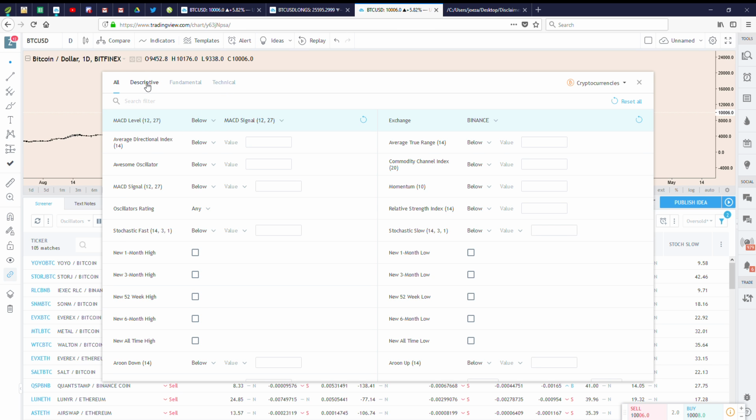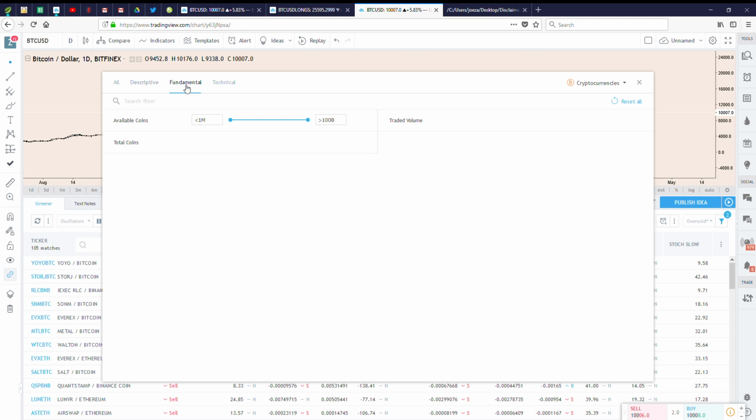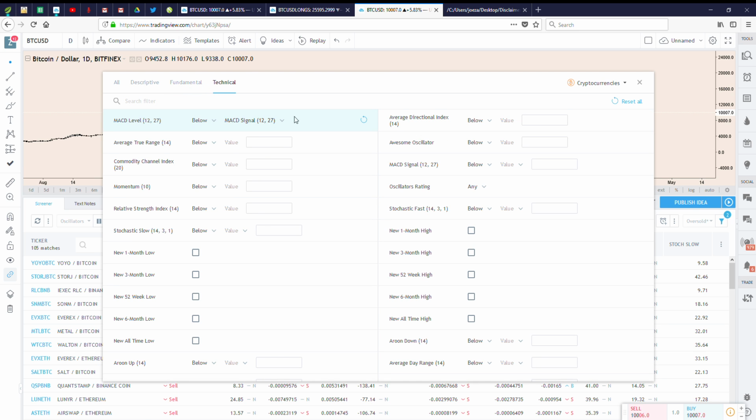What you can do is, I don't use fundamental, I don't use technical. The only thing I really use is MACD. I suppose you guys can use RSI, and then you can just use things like a new month low. So you're obviously looking at buying coins at the low, right?